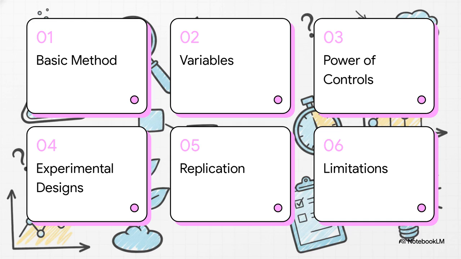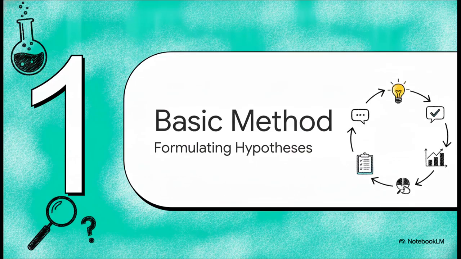Here is our roadmap for today. We're going to hit the basic experimental method, variables, the power of controls, a couple of distinct experimental designs, the absolute importance of replication, and finally, the limitations of the method itself. All right, starting right off with Section 1, the basic experimental method and formulating hypotheses.